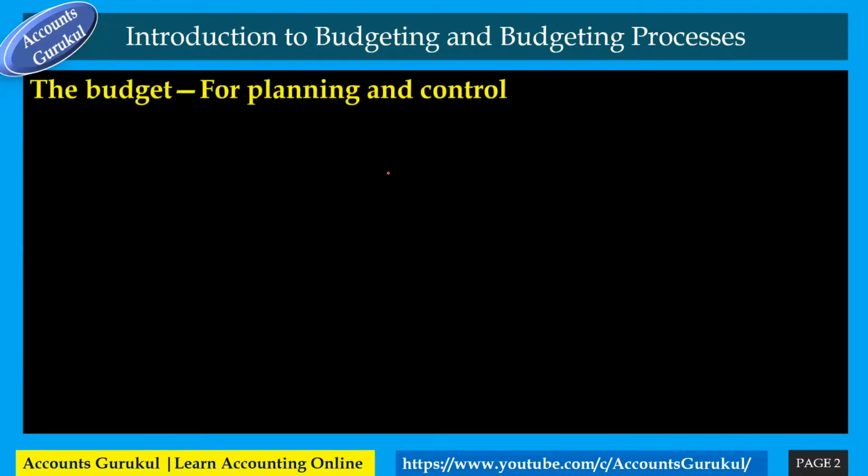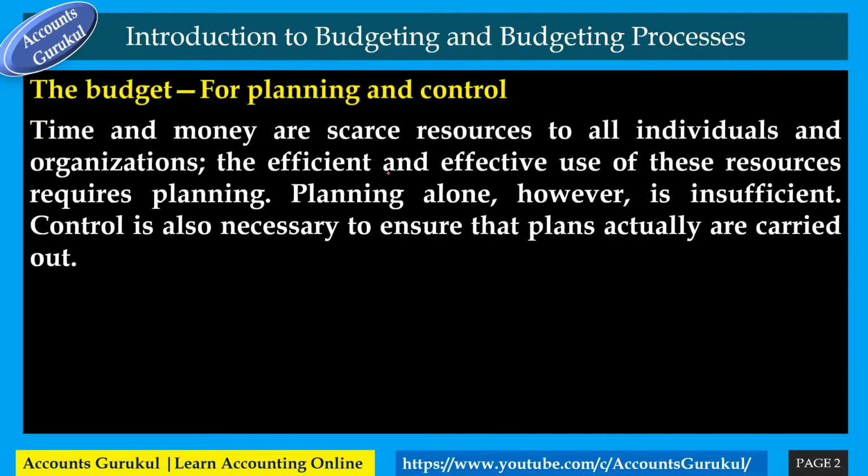So here we are, the budget for planning and control. Time and money are scarce resources to all individuals and organizations. The efficient and effective use of these resources requires planning. Planning alone, however, is insufficient. Control is also necessary to ensure that plans actually are carried out. So that's the budget for planning and control.